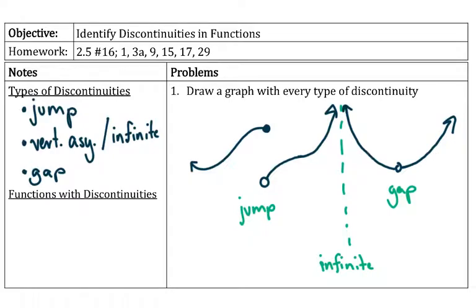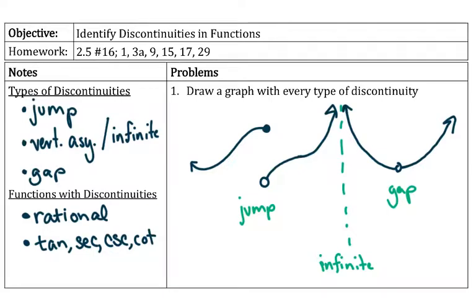Functions that have these discontinuities are rational functions. They often have asymptotes or gaps, and these are ones that can be written as a fraction. All other trig functions besides sine and cosine, which hopefully you would remember from last year, have a ton of vertical asymptotes or infinite discontinuities. And then the last ones are some piecewise functions. So that's the ones where they're written in separate pieces. Not all piecewise functions, but definitely some of them.